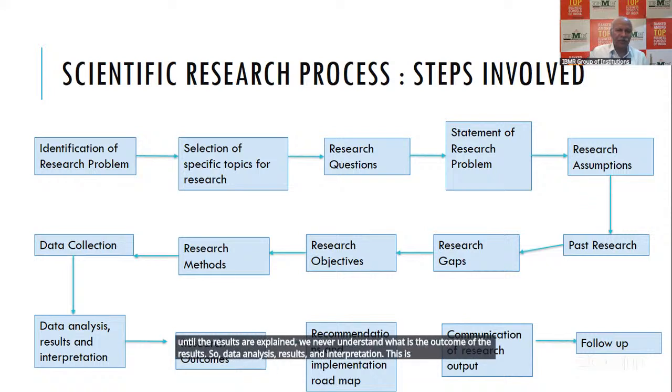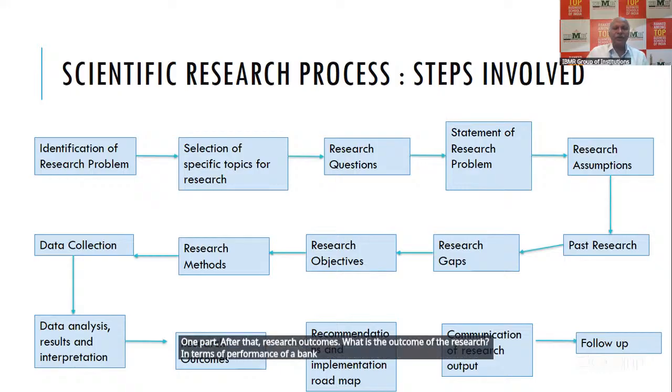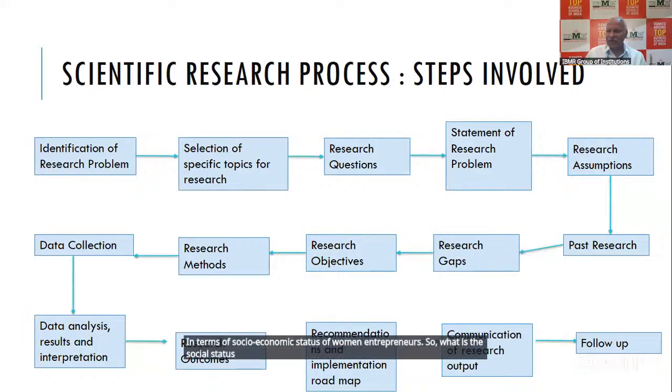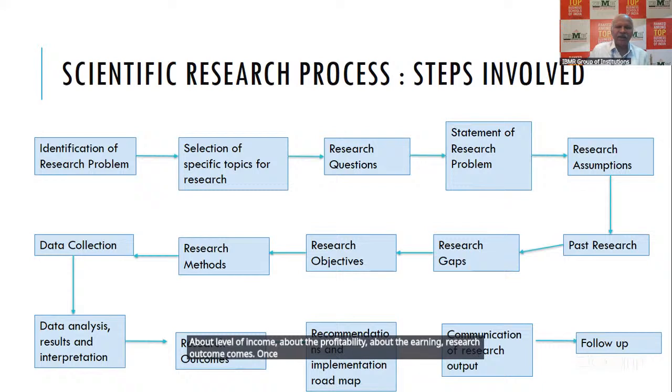After that, research outcomes. What is the outcome of the research? In terms of performance of a bank, in terms of socio-economic status of women entrepreneurs. What is the social status? What is the economic status? About level of income, about the profitability, about the earning. Once the research outcome is there, then we have to go for recommendations and implementation roadmap.